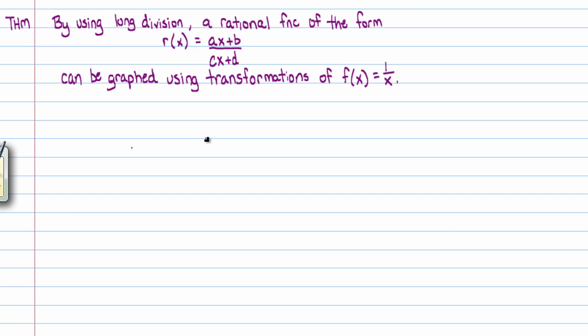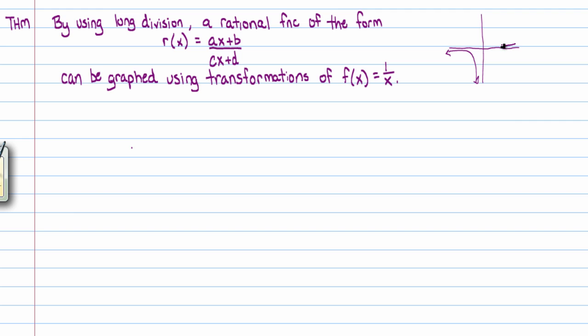So here's a nice little theorem. By using long division, any rational function of the form (ax + b) over (cx + d), where a, b, c, and d are just some numbers, can be graphed using transformations of the function f(x) = 1/x. In other words, the graph of that (ax + b)/(cx + d) looks like the reciprocal function, the 1/x function. And this should be somewhat familiar to you from algebra courses. If not, that function looks something like this.